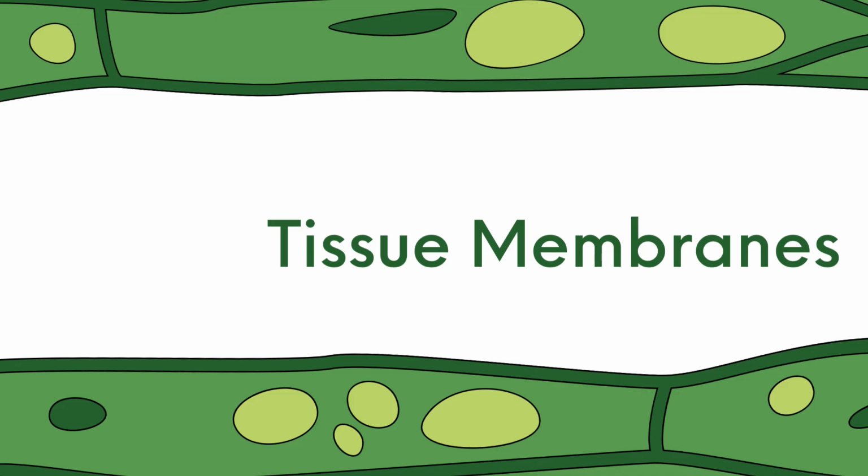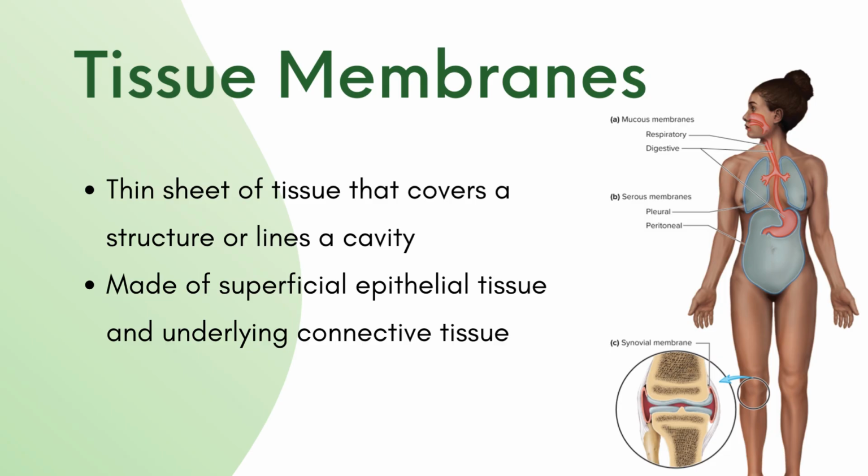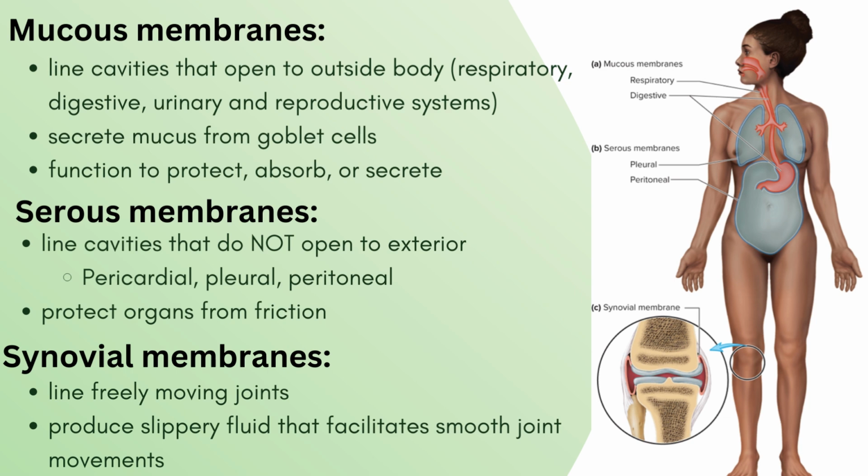The last topic of Chapter 4 that we're going to cover is tissue membranes. These are thin sheets of tissue that cover a structure or line a cavity. Tissue membranes are made up of two layers. The superficial layer is epithelial tissue, and the underlying layer is a connective tissue. There are three types of membranes that I want to go over.